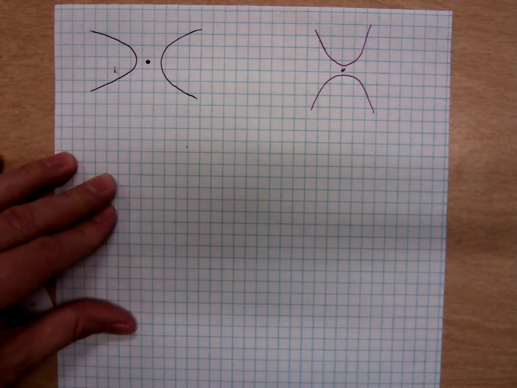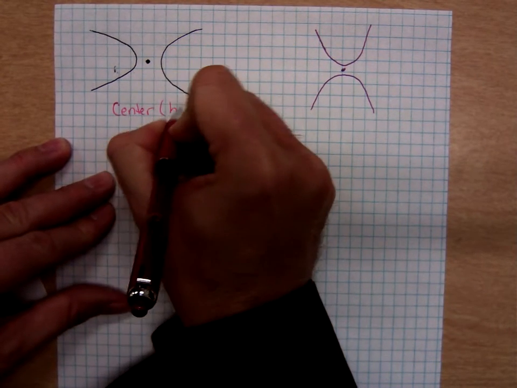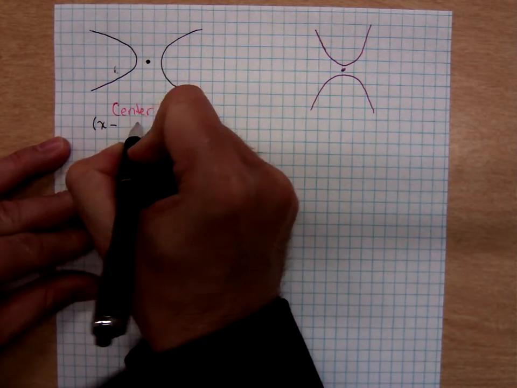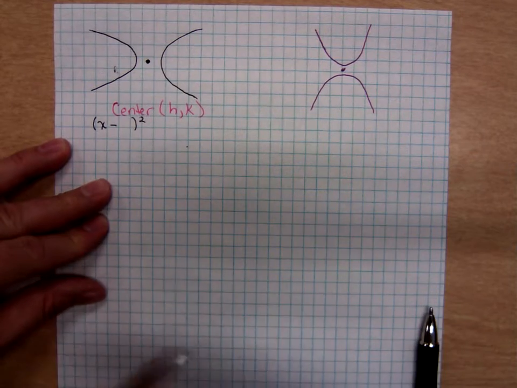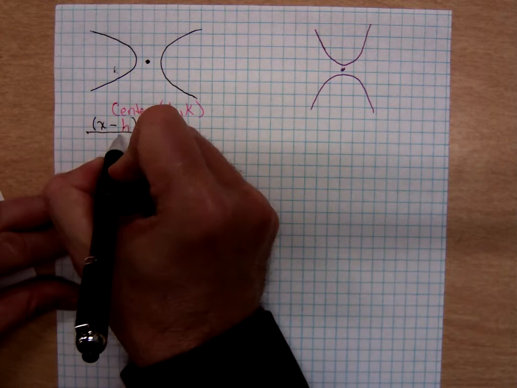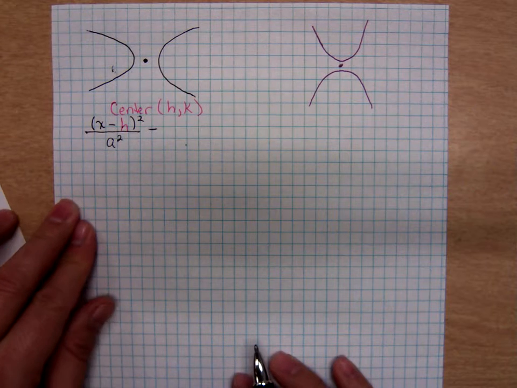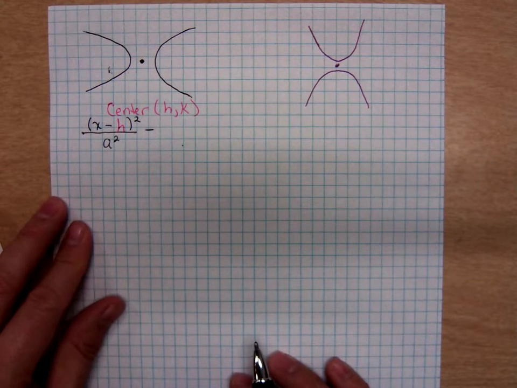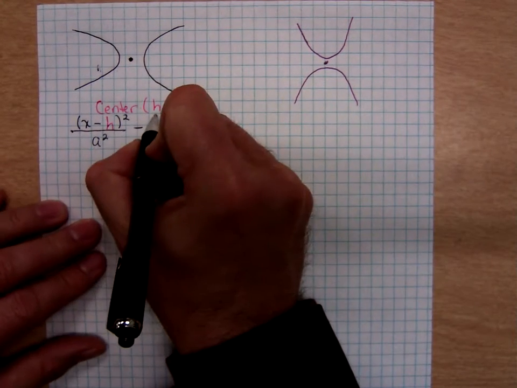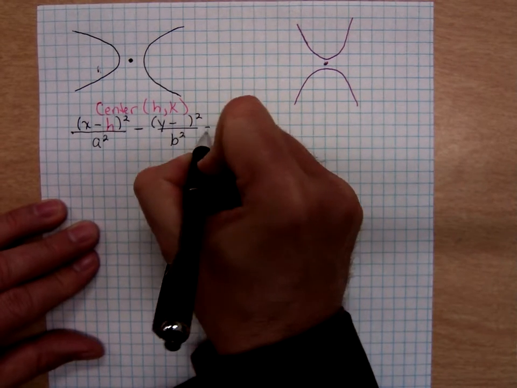We're going to call the center (h, k), just like we did with ellipses. It's (x minus h) squared over some number. I'll go ahead and write a squared, although I'm not really doing anything specifically with a equals and b equals. I'm just saying some number in the bottom that you'll be taking the square root of, minus (y minus k) squared over b squared equals 1.